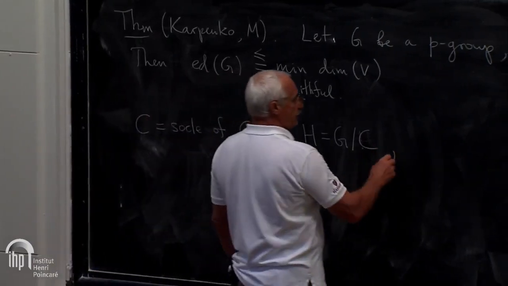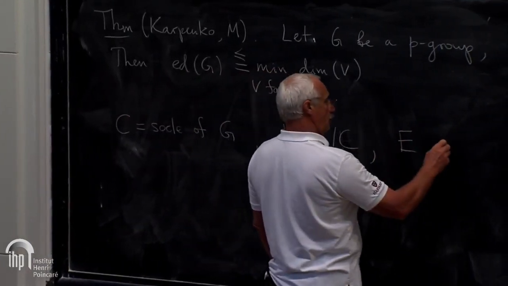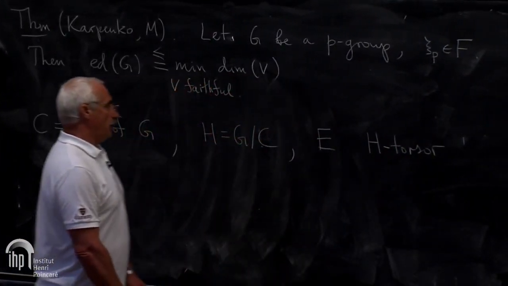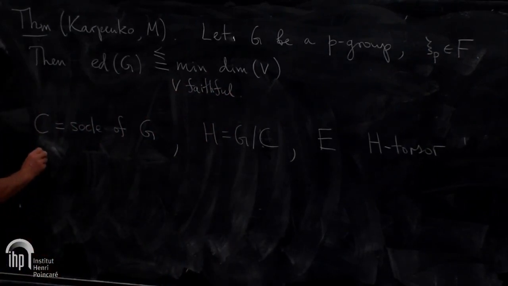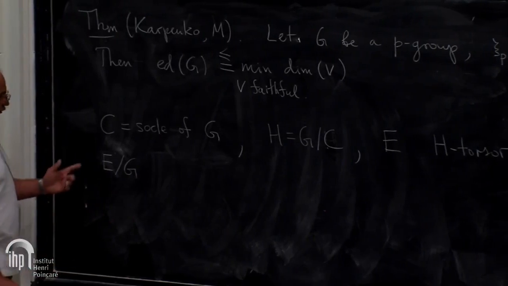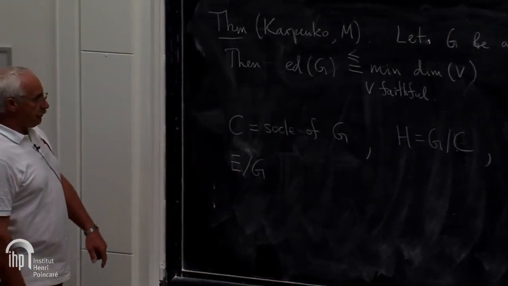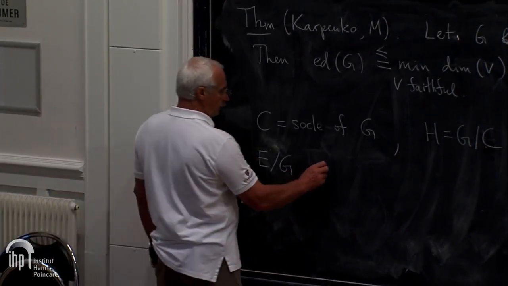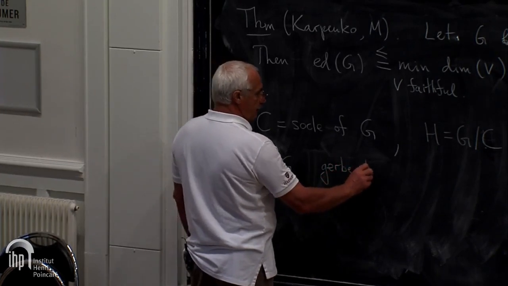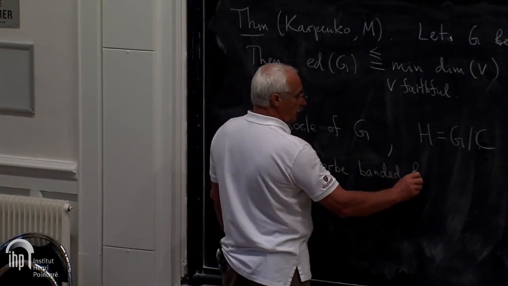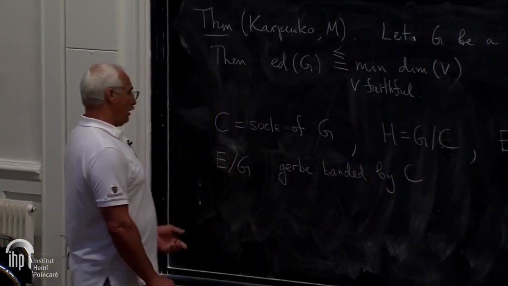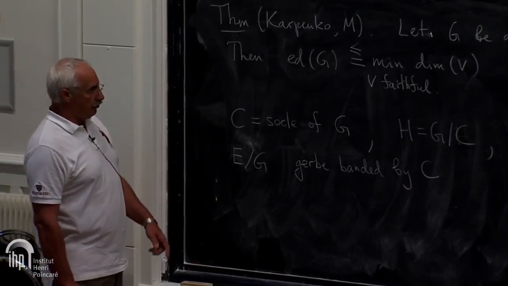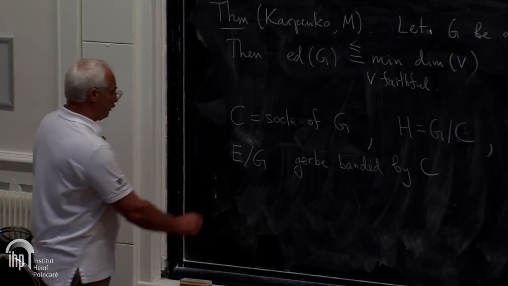And you start with E, an H torsor. And consider the following gadget, E mod G. You somehow over-factor the E. And this is an algebraic stack. It's in fact a gerbe bounded by C. And the points of this stack are the liftings of this torsor E to a G torsor.